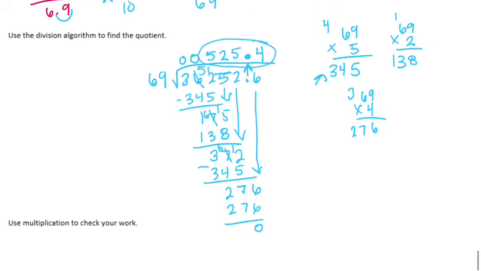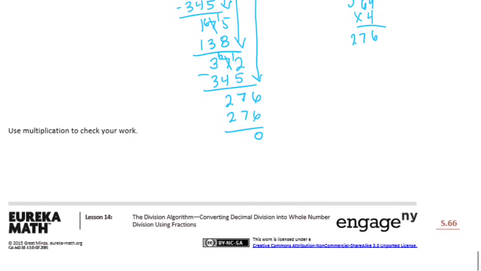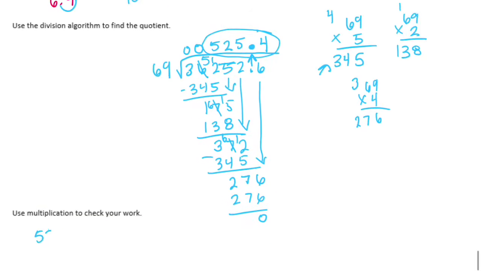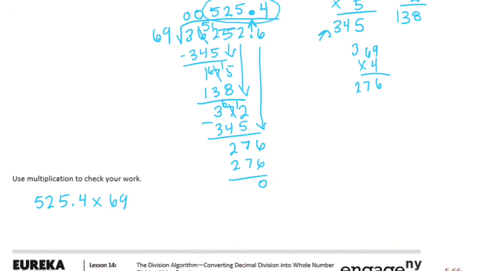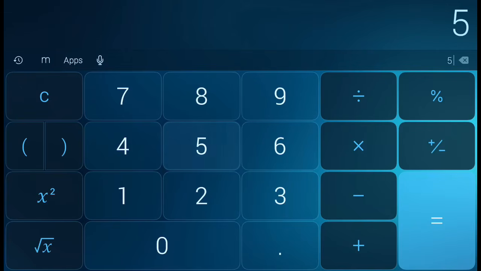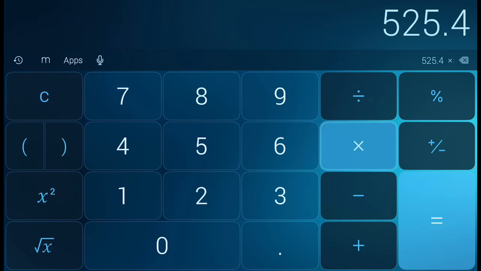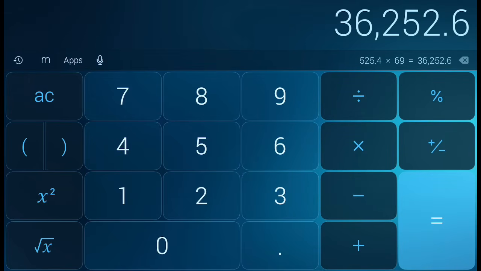Use multiplication to check your work. So to check our work, we would do 525 and 4 tenths times 69, and we should get the 36,252 and 6 tenths. Yep, 36,252 and 6 tenths.